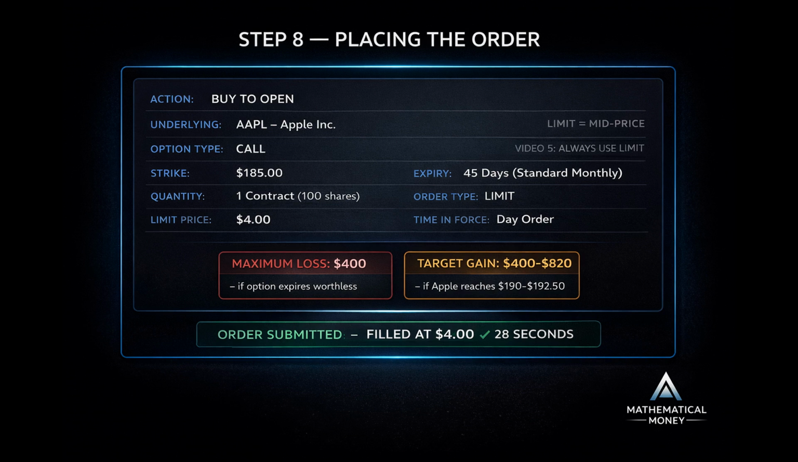You review the order. Maximum loss if Apple falls and the option expires worthless, $400. That is the only number that matters before you submit. You are risking $400 on a thesis that Apple recovers 4% over 6 weeks. The potential gain if Apple reaches 192. The option would be worth approximately $8.20, a profit of $4.20, or 105% return on the $400 investment. You submit the order. It fills at $4 even within 30 seconds.